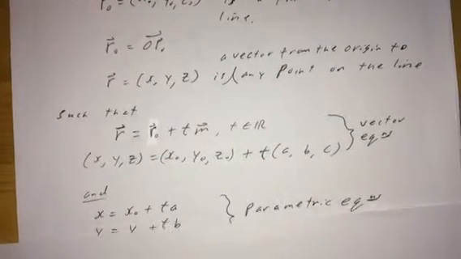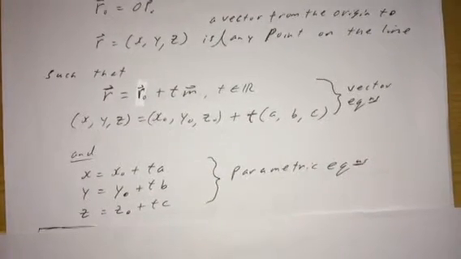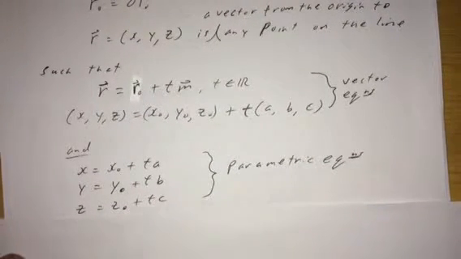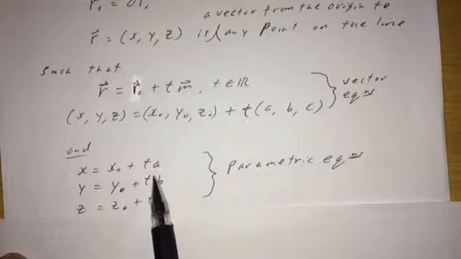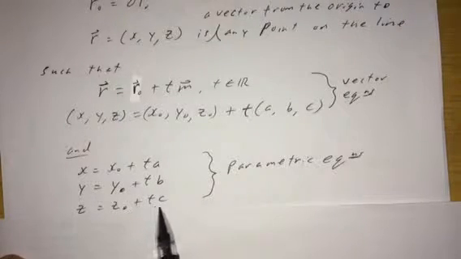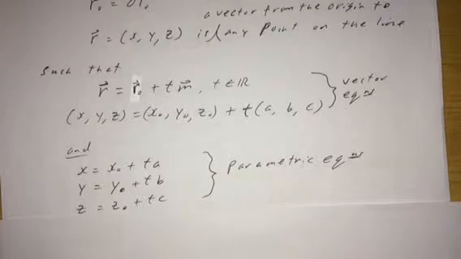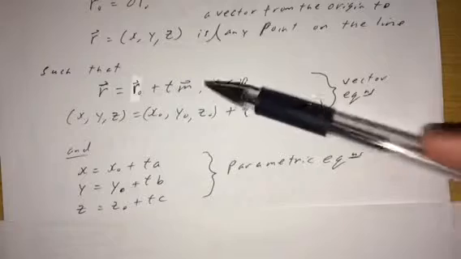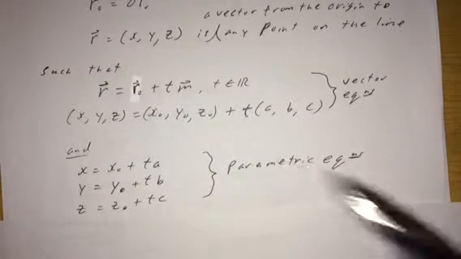Okay, so the parametric equations then just look like this. Okay, so x equals x naught plus ta, y equals y naught plus tb, and z equals z naught plus tc, where t is any real number. Okay, so these are the parametric equations. Okay, vector equation, parametric equations.